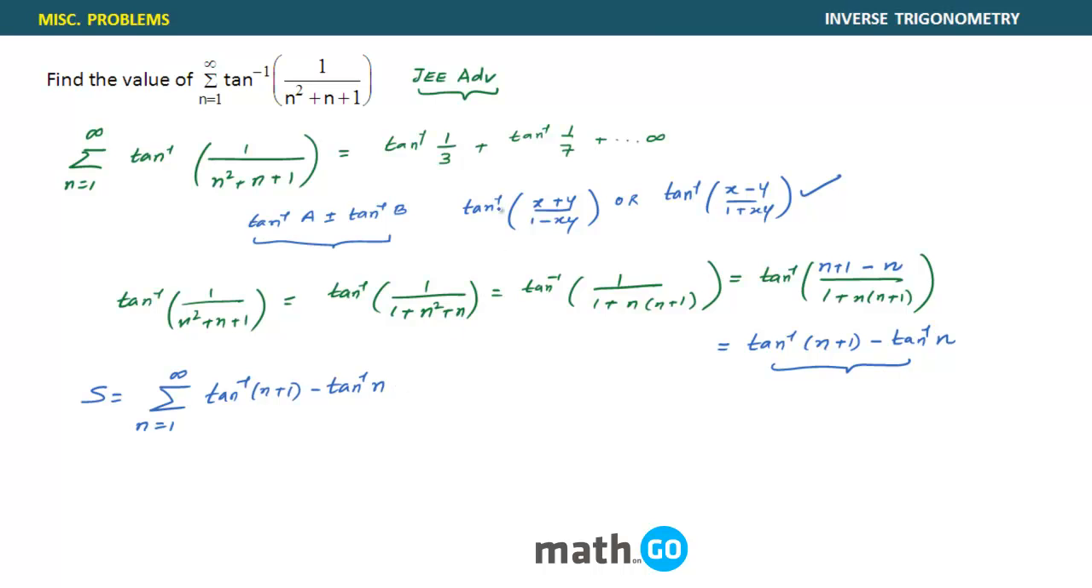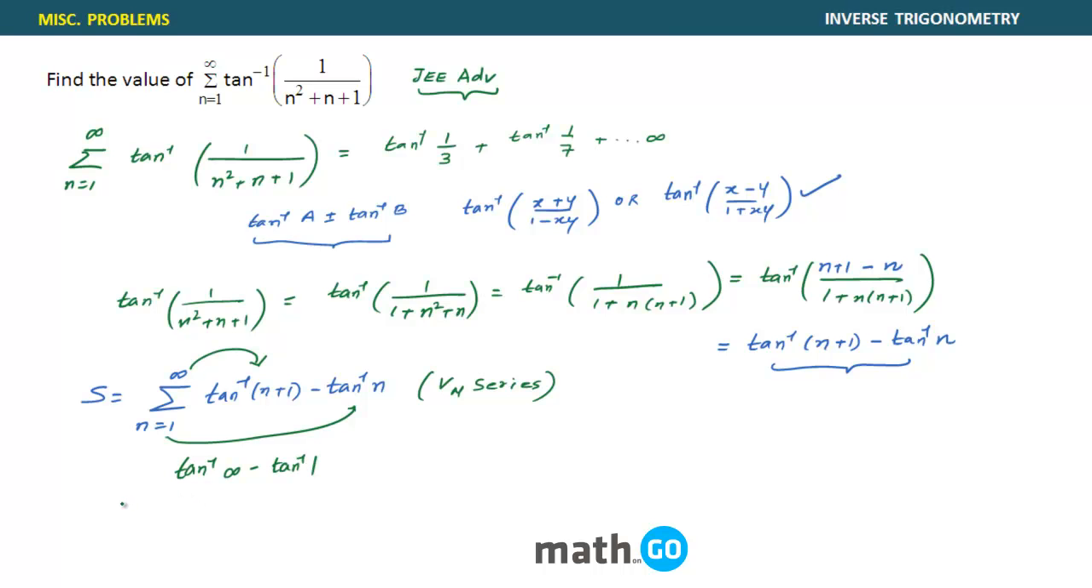So people who have actually gone through my sequence series topic, this is nothing but a Vn series, where the term is written as a difference of two terms. You just need to put the value of infinity in the bigger term and the smaller value of the limit in the smaller term. So this becomes nothing but tan inverse infinity minus tan inverse 1.